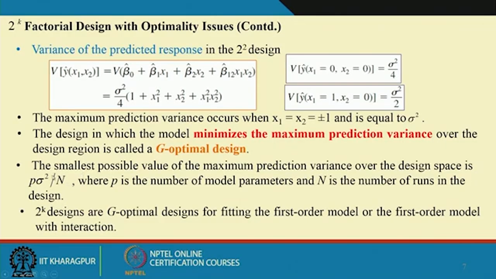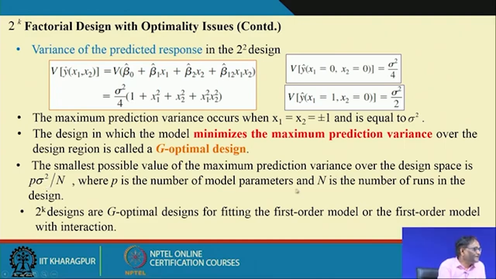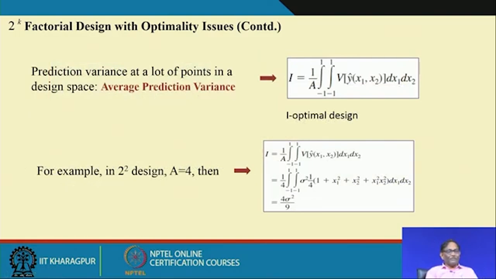Now, read out the third point here, the last but one point. The smallest possible value of the maximum prediction variance over the design space is p sigma square by n, where p is the number of model parameters and n is the number of runs in the design. This is the smallest possible value of this maximum prediction variance. 2 to the power k designs are G optimal designs for fitting the first order model and the first order model with interactions.